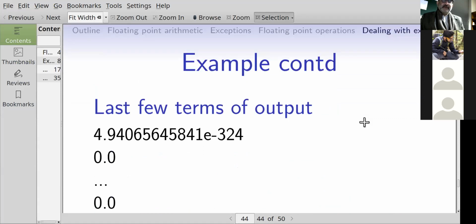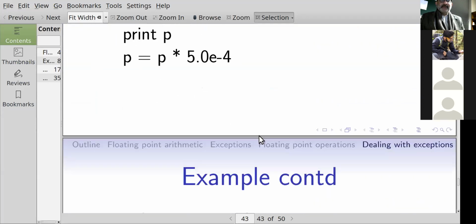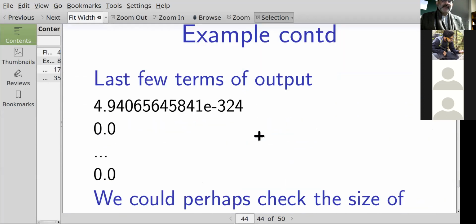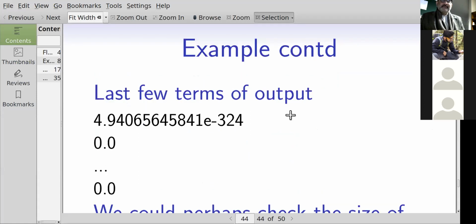The last few terms of the output, you eventually get to 4.94 something times 10 to the minus 324. And then when you multiply by 5 times 10 to the minus 4, well, it underflows and you get zeros. And then after that, of course, once you've got a 0, it just keeps multiplying by 0, and you keep getting zeros.